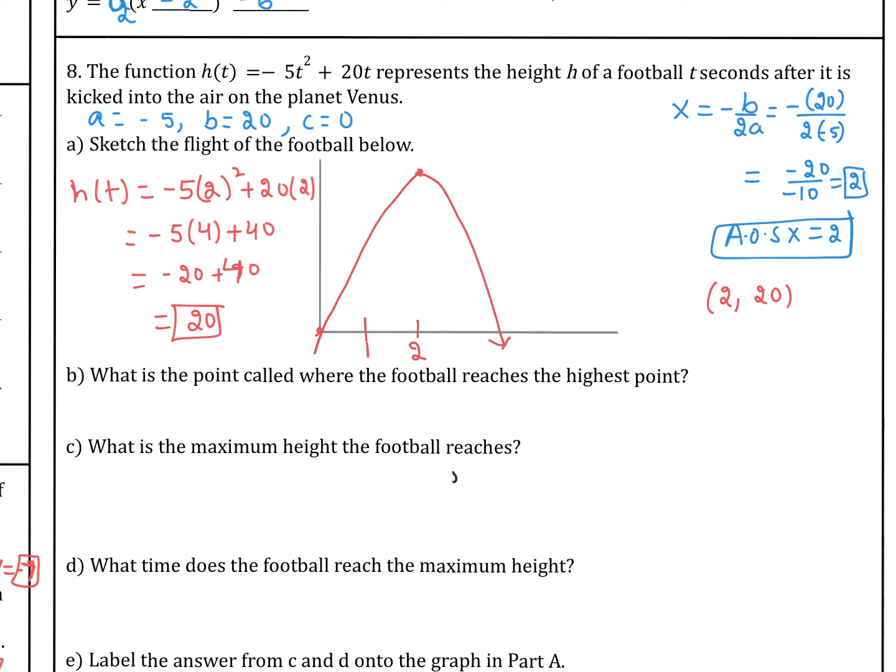The height on the graph is the y value, and the height is going to be the maximum value. The maximum value is the y coordinate of the vertex, which is 20. The highest point is going to be 2 comma 20. The maximum height is reached at time 2.